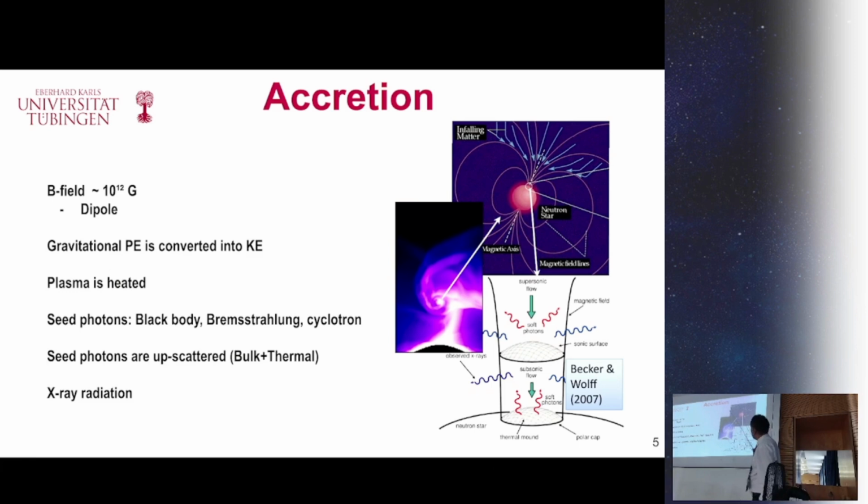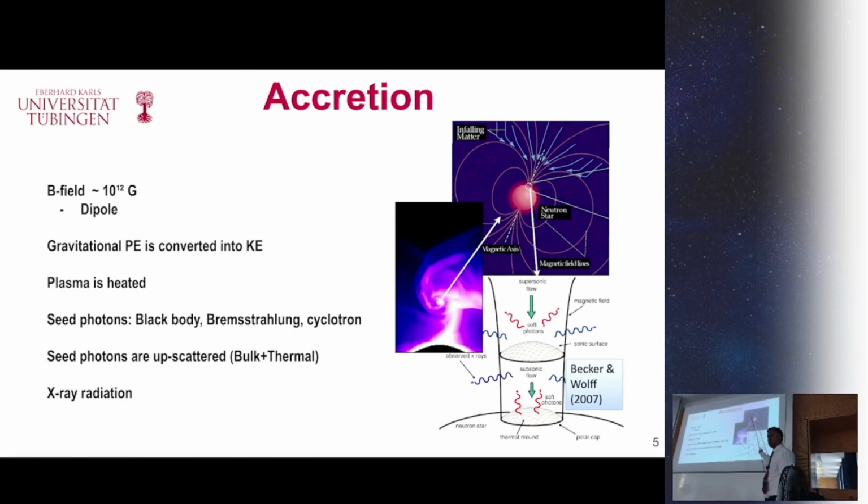And typically, you have the magnetic axis, which is misaligned with the spin axis of the neutron star. And as you can see here, these blue arrows represent infalling matter, which is ionized plasma. And this plasma can couple to the magnetic field lines. And these field lines can influence and direct that plasma towards the poles of the neutron star, forming an accretion column.